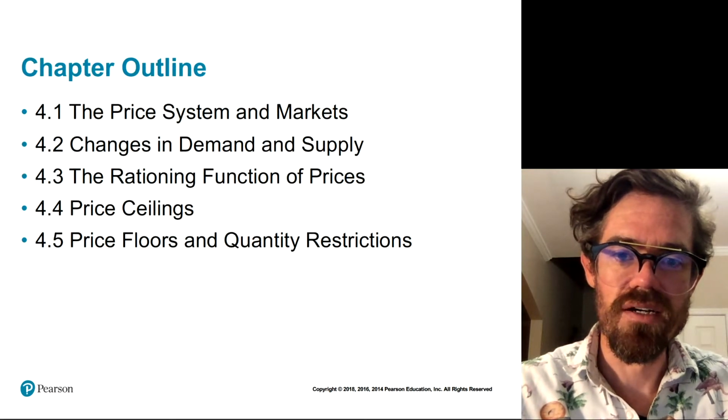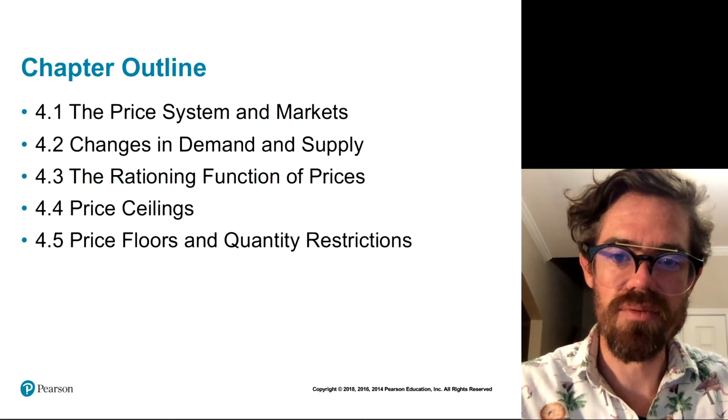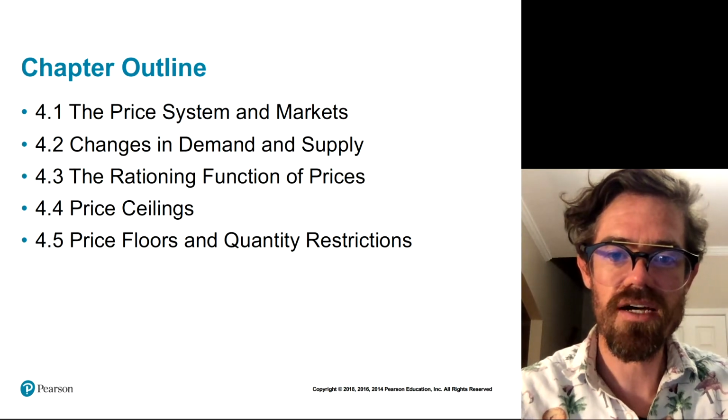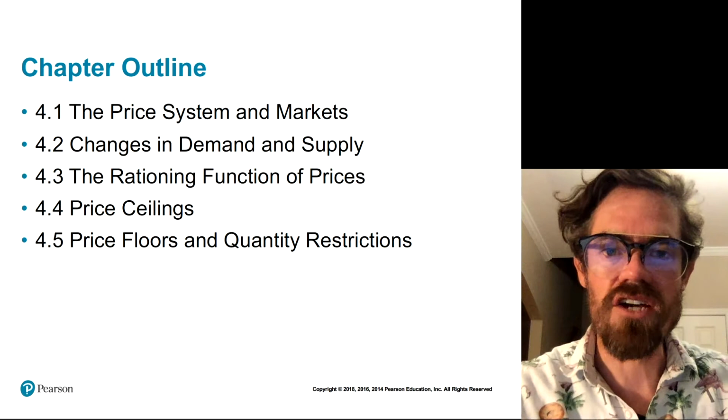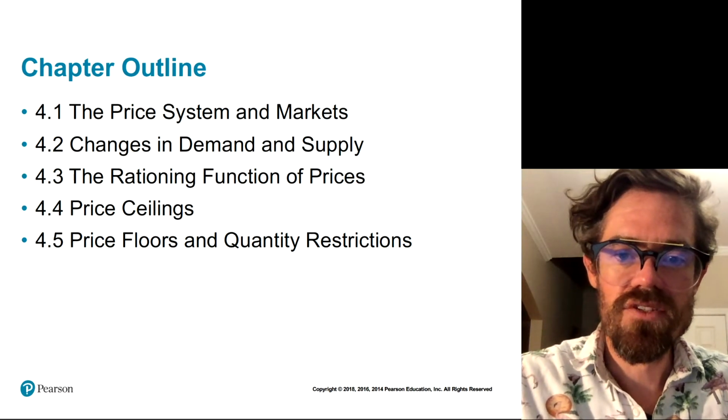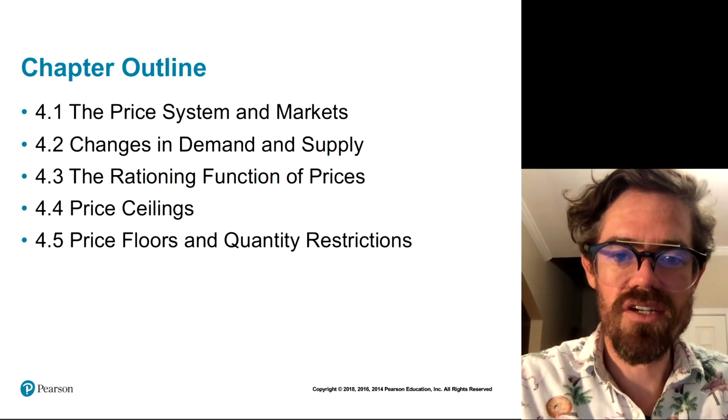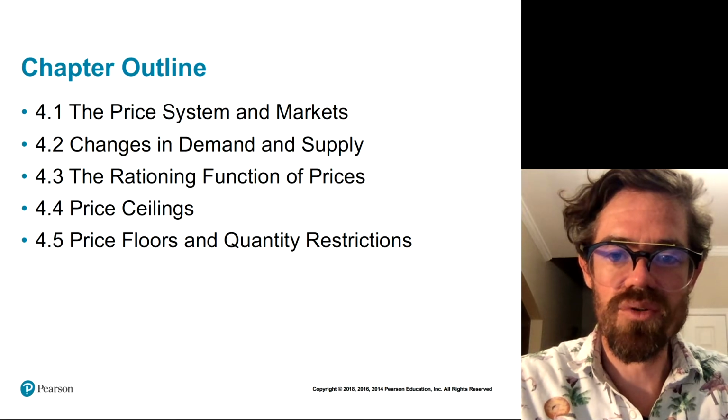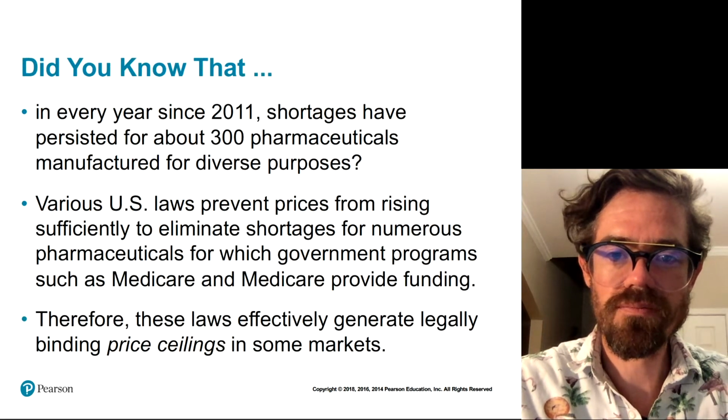All right, so again, Section 1 is about the price system and markets. Section 2 is about changes in demand and supply. Section 3 is about the rationing function of prices. Section 4 is about price ceilings, and Section 5 is about price floors and quantity restrictions.